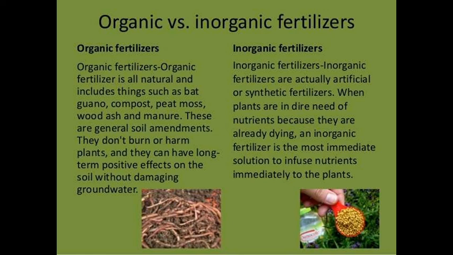Now we also have organic and inorganic fertilizers. What's the difference? Organic fertilizer is all natural and includes things such as bat guano, compost, peat moss, wood ash, and manure. These would amend the fertility of the soil. They don't burn or harm plants, and they can have long-term positive effects on the soil without damaging the groundwater. On the other hand, inorganic fertilizers are artificial or synthetic fertilizers.